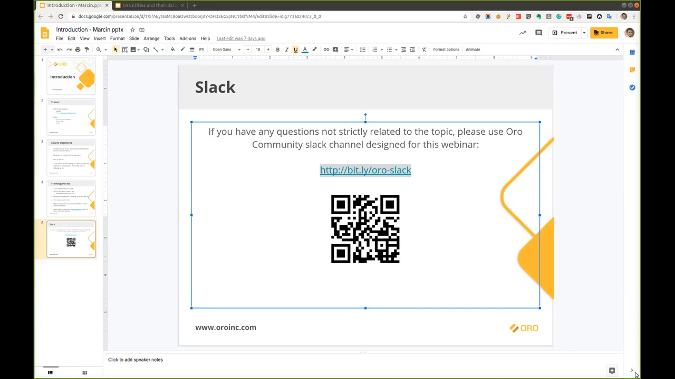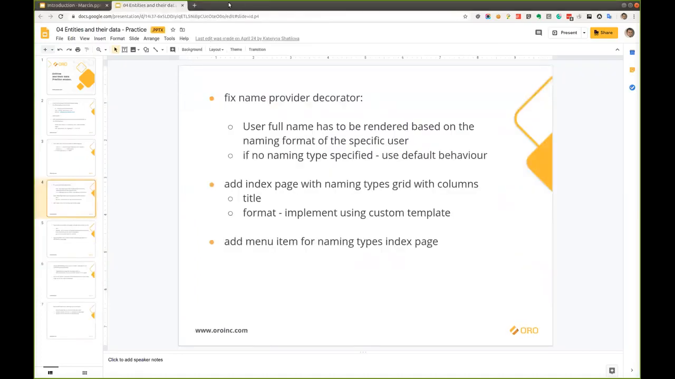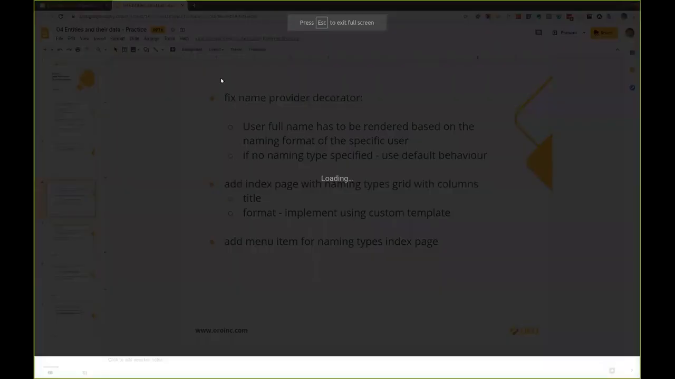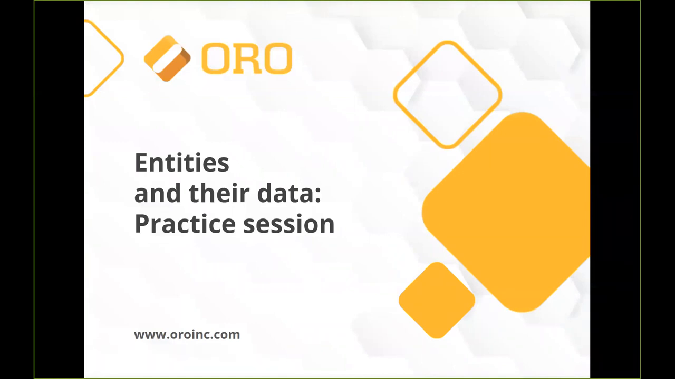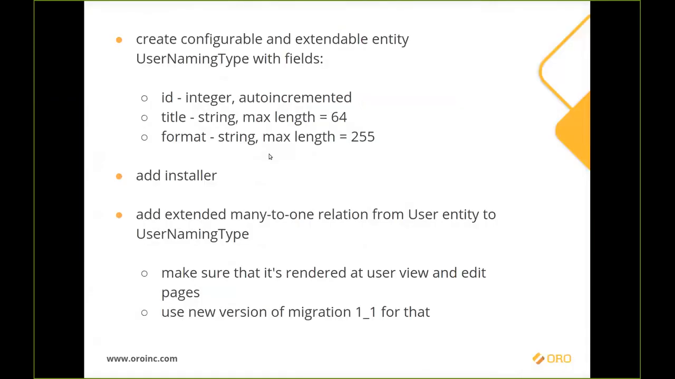Okay, so let me start. Let me just make it full screen, and I will open the trainings application in a second tab. So this you've already seen. We created the new entity. We created an installer and a migration for this. We created a relation using the extended extension.